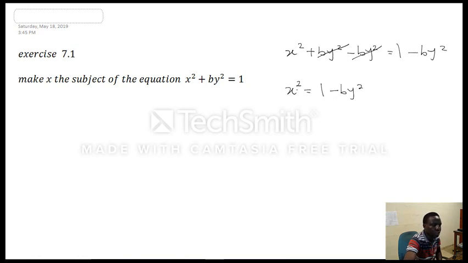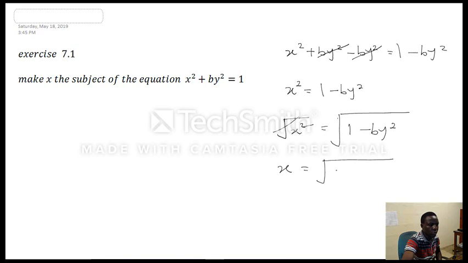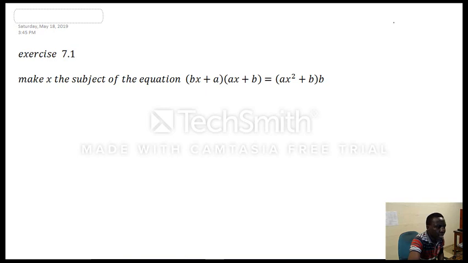difference of 2 squares, so we are going to have this, which implies we'll now find the square root of both sides. So square root of x squared is equal to square root of 1 minus by squared. Square root cancels square, and we'll have x is equal to square root of 1 minus by squared as our answer. Taking the last example, it says we should make x the subject of the formula.